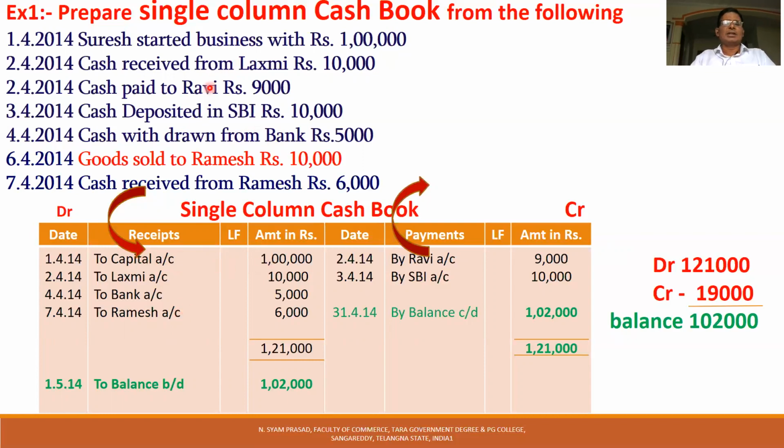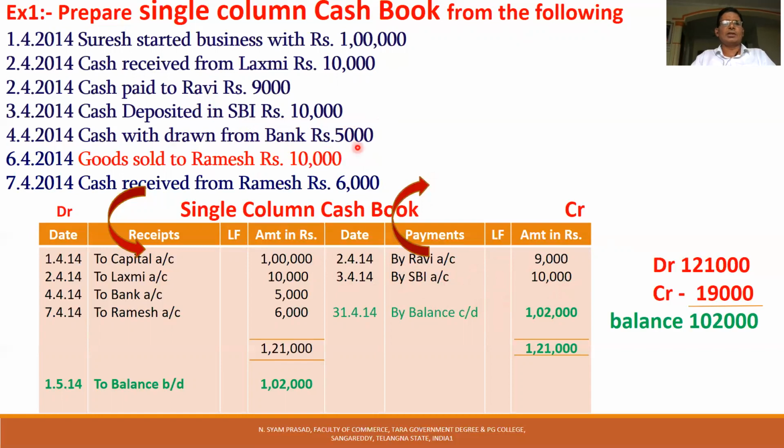Cash coming in is the debit side. Cash received from Lakshmi, so cash coming in means debit side 10,000. Who gave the cash? Lakshmi account. Cash paid to Ravi. We paid cash, so this is a payment. Credit side 9,000, by Ravi, on second. We deposited cash 10,000 in State Bank of India. Cash is going out, so credit side of the single column cash book 10,000, SBI account 10,000.